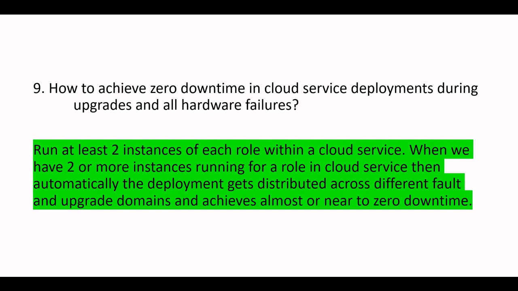Run at least two instances of each role within a cloud service. When we have two or more instances running for a role in a cloud service, the deployment automatically distributes across different fault and upgrade domains, and there is almost zero downtime. What I mean to say is that if you are hosting your application on two or more virtual machines instead of a single machine, the availability of your application will definitely be increased.